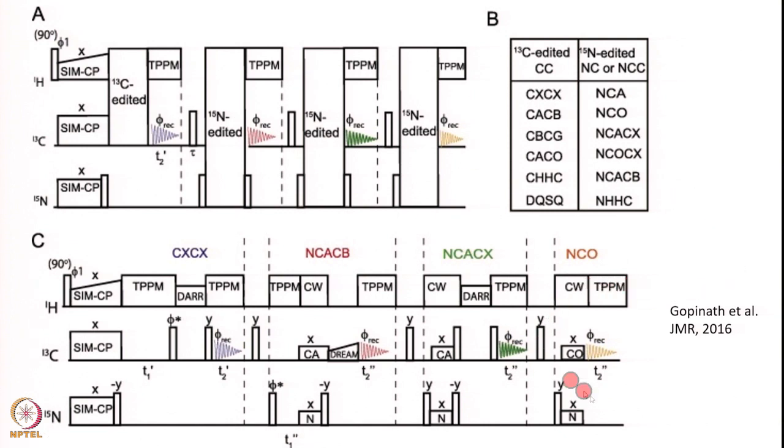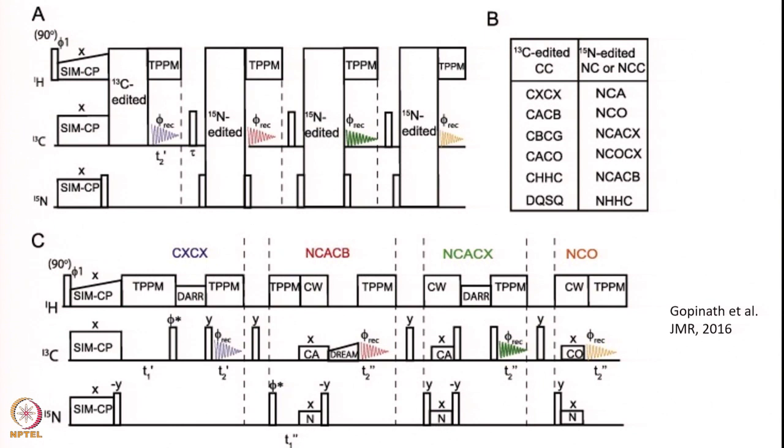These can essentially be used for doing resonance assignment. Tata Gopinath used multiple acquisitions. So in the same sequence, he can detect various experiments like CACX, NCACB, NCACX, NCOCX. So in the same experiment at different time points, you can detect various experiments. So you save lots of time because these are low sensitivity experiments. So this is a beautiful exposition of Tata Gopinath and Vega.